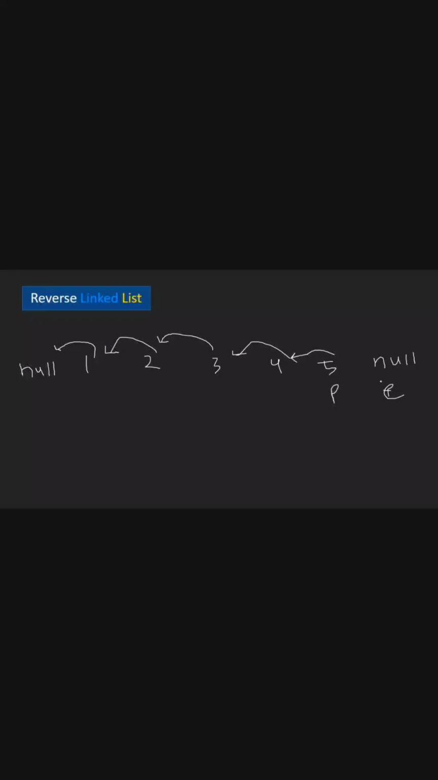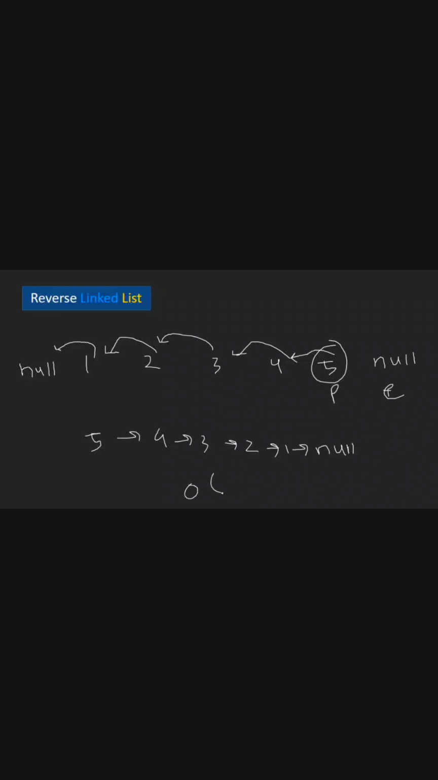When we find out current is pointing to a null node, we'll stop. We'll return the prep pointer, the node at the prep pointer, that is 5, and we see this is the head of our reversed linked list. So we get this linked list 5, 4, 3, 2, 1, then null. This is the iterative approach to solve this problem.